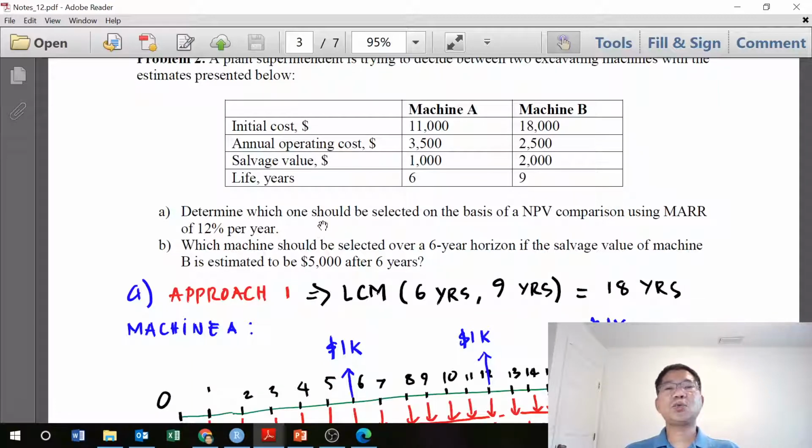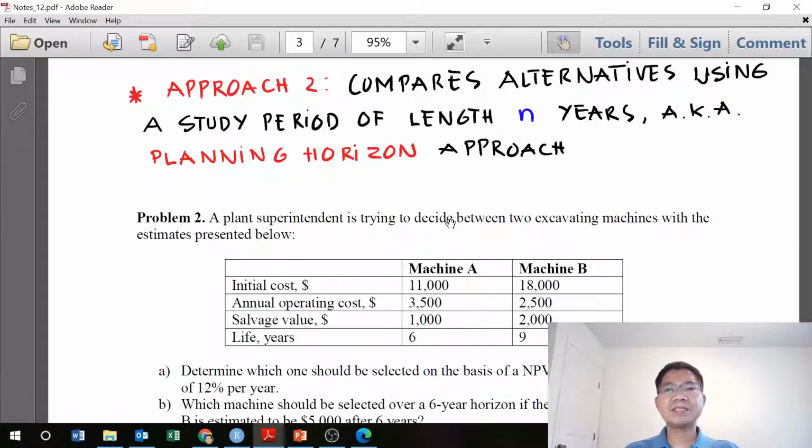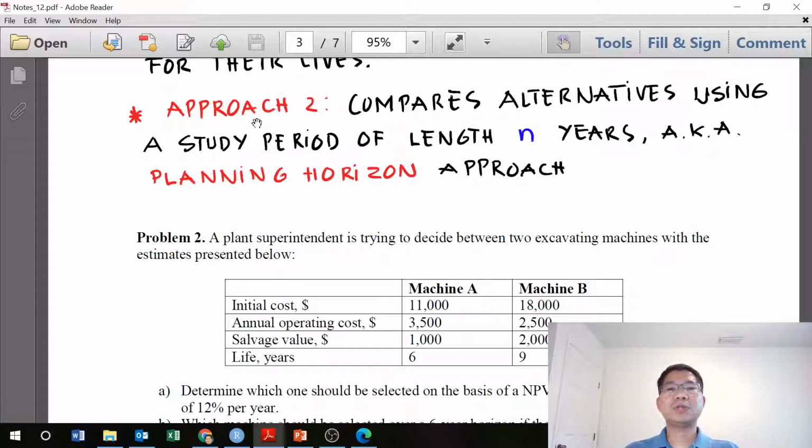Part A, determine which one should be selected on the basis of NPV comparison using a MARR of 12% per year. What is MARR? Minimum attractive rate of return. Refer to the first lesson video. Part B, which machine should be selected over a 9 year horizon if the salvage value of machine B is estimated to be 5,000 after 8 years? So which method do I use for A? Which method do I use for B? For B, they specify a horizon, so that specifically says how many years, you use approach number 2.